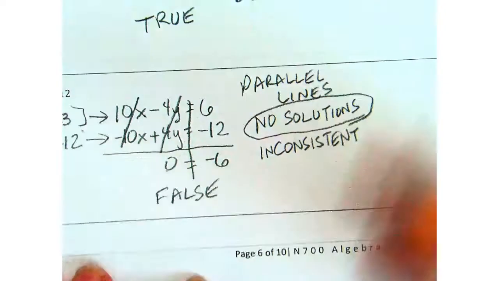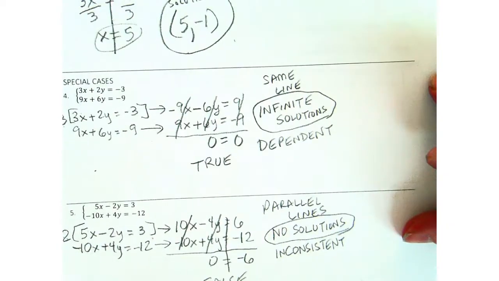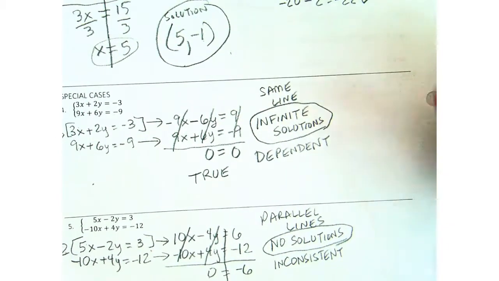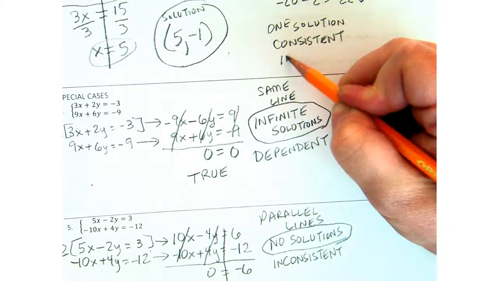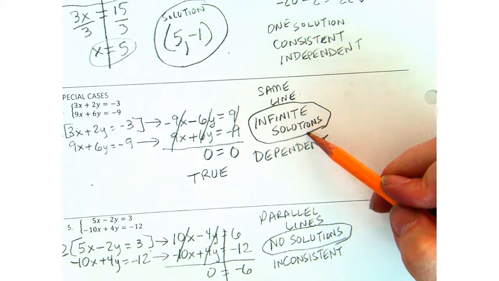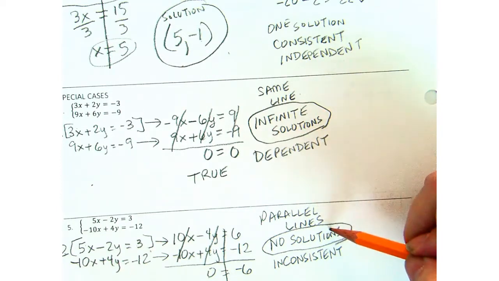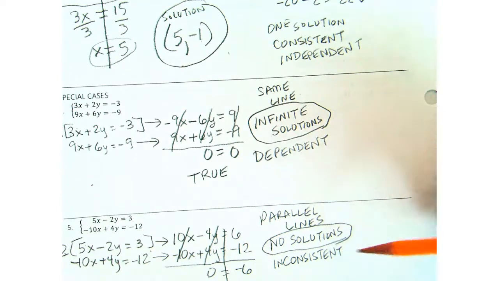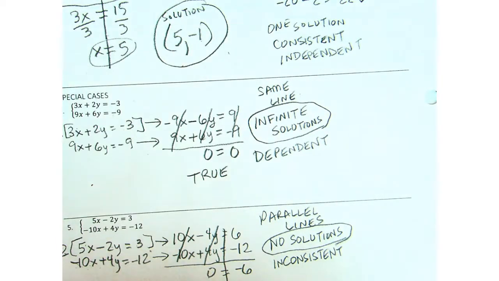In conclusion, systems that have one solution are called consistent and independent. Systems that have infinite solutions are called dependent, and systems with no solution are called inconsistent. Please use these notes as you do your homework.